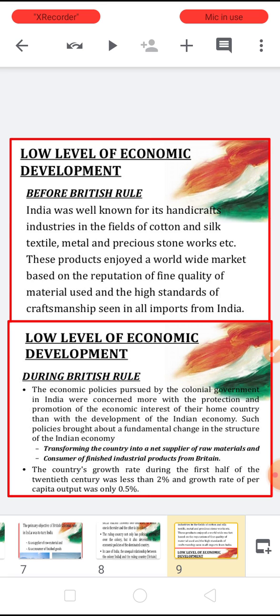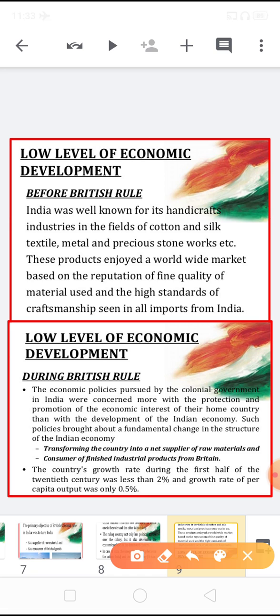During the British rule, children, the economic policy pursued by the colonial government, that is the Britishers in India, was concerned more with the production and promotion of the economic interest of their home country rather than the development of the Indian economy. Such policies brought about a fundamental change in the structure of the Indian economy.